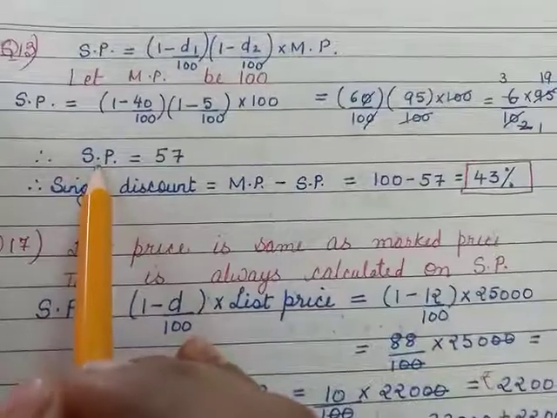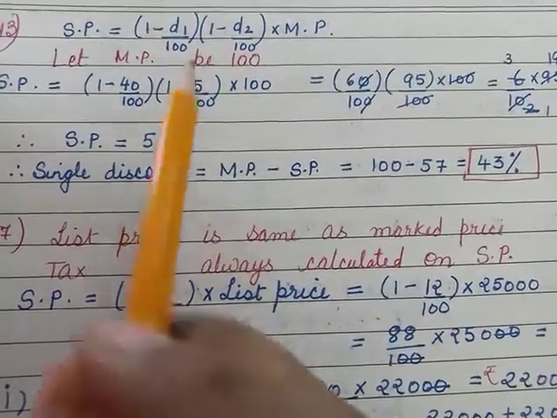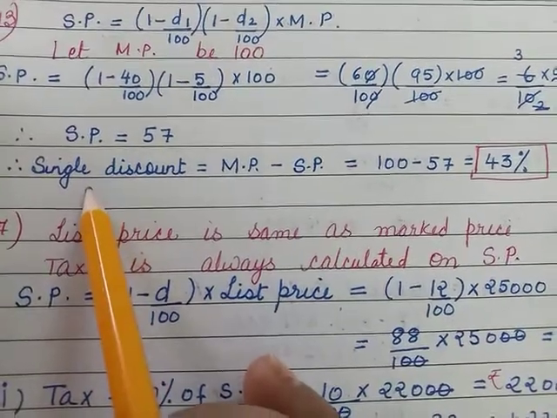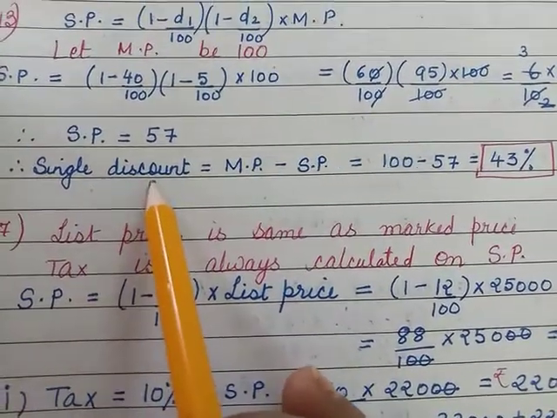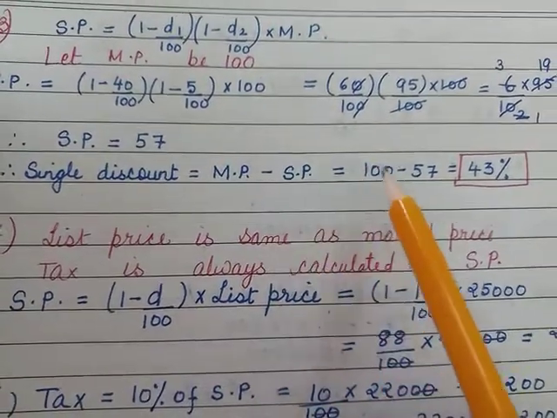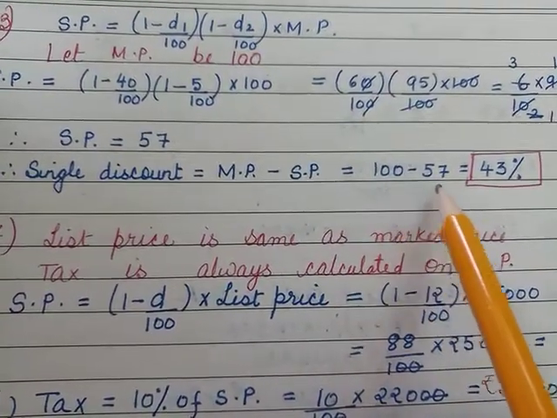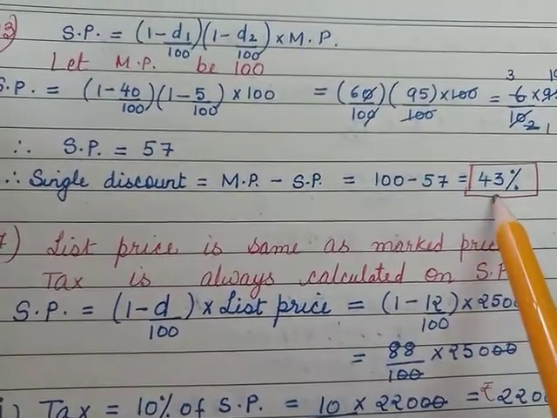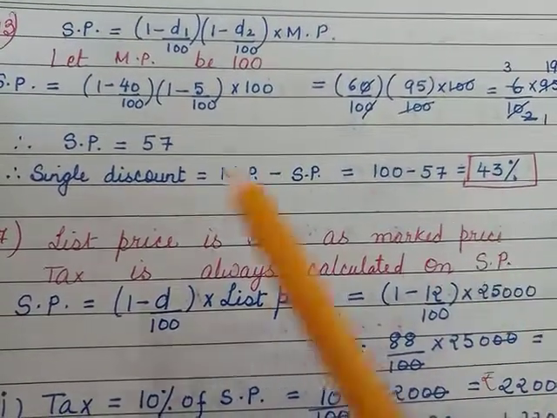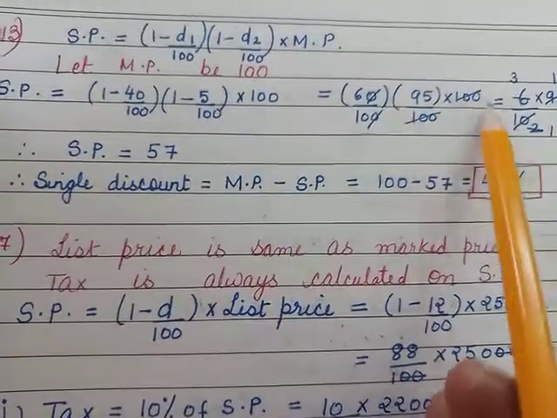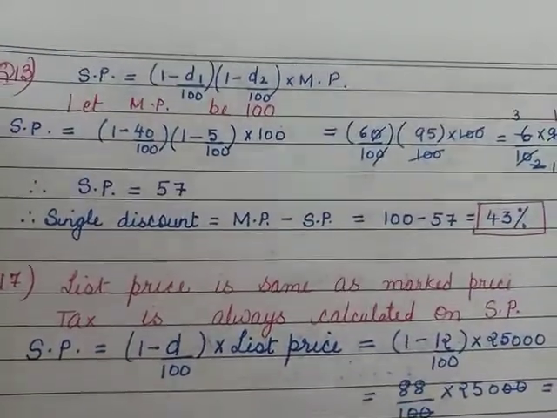So now, selling price is 57, mark price was 100. So how much discount did he get? The single discount is equal to mark price minus selling price. Mark price is 100 and selling price is 57. That becomes 43%. So single discount is 43%, not 40 plus 5, 45%. Okay, children.